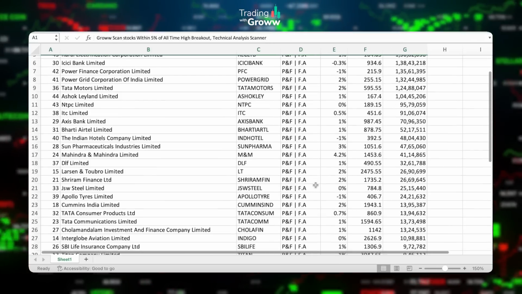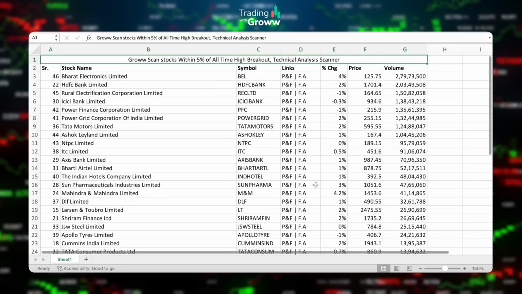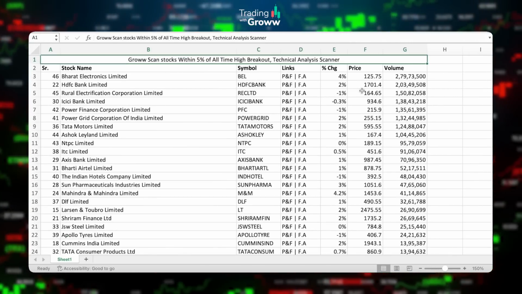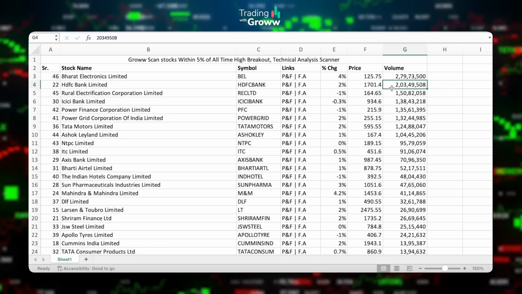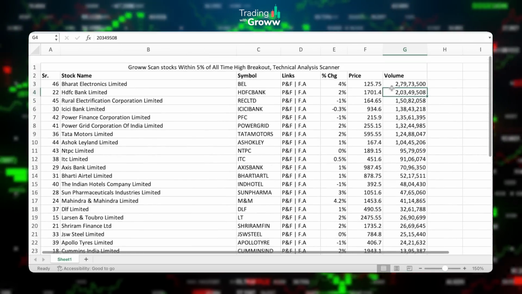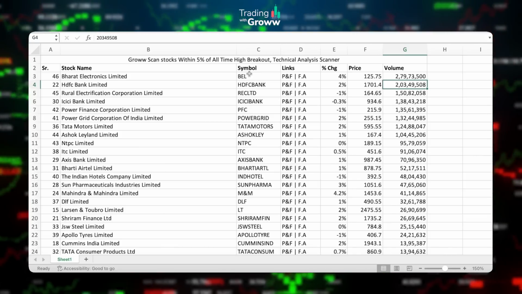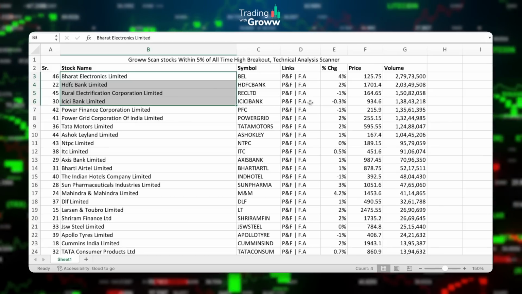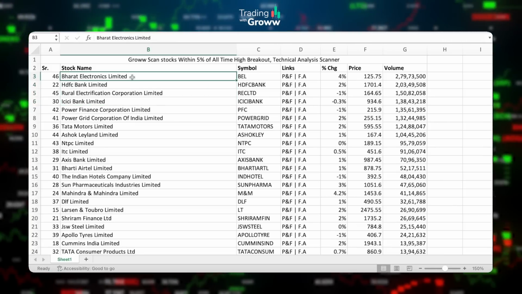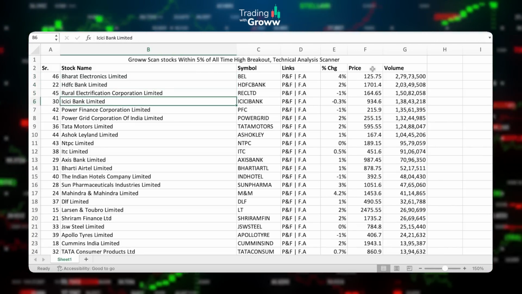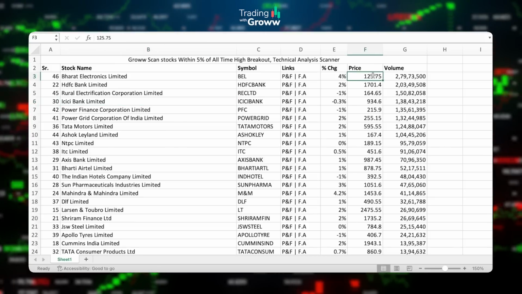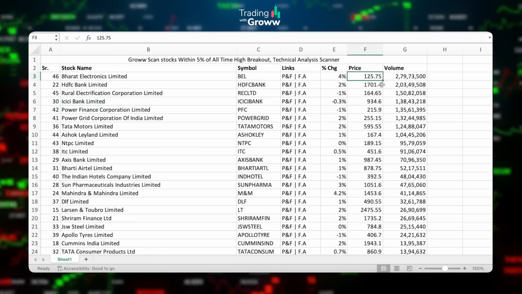Now we have the list of stock names, their symbols, the percentage change seen in the day, and their price and volume. Based on the volume, we have shortlisted. If I directly go with the top 2 or 3 stocks based on volume, I would go for stocks like Bharat Electronics, HDFC, REC, ICICI. But the problem is that stocks with relatively lower prices will obviously have higher volumes.